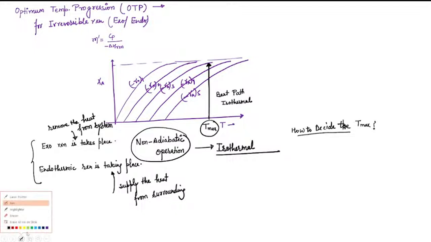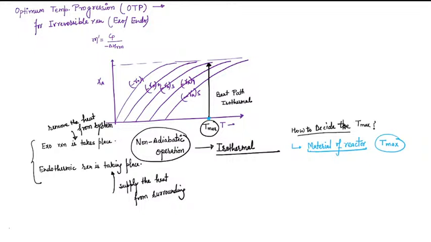Okay, because I know all of you very well. So the maximum temperature first depends on the material of the reactor. I will take the temperature which the material can withstand. So according to the material of the reactor, I will choose the maximum possible temperature. If it can withstand a maximum temperature of 800 Kelvin, I will operate the reaction at 700 Kelvin or 750 Kelvin isothermally. So, material of the reactor.